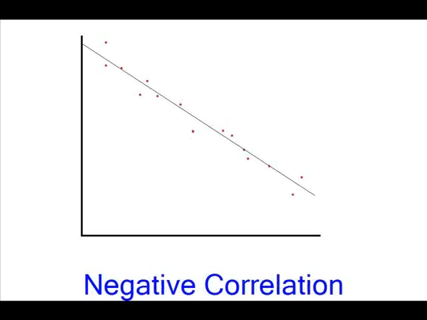Negative correlation occurs when one set of data decreases while the other set of data increases. On a scatter plot, this means that our trend line will have a negative slope and will fall as we move from left to right. An example of negative correlation is the number of cavities versus the number of times you floss your teeth. As the number of times you floss your teeth increases, the number of cavities will decrease.